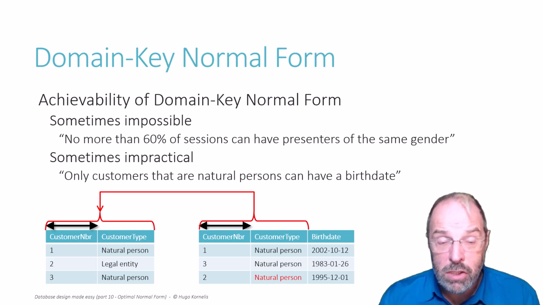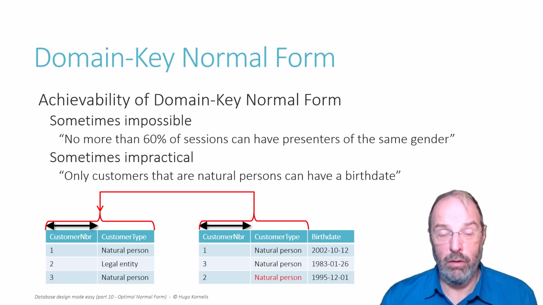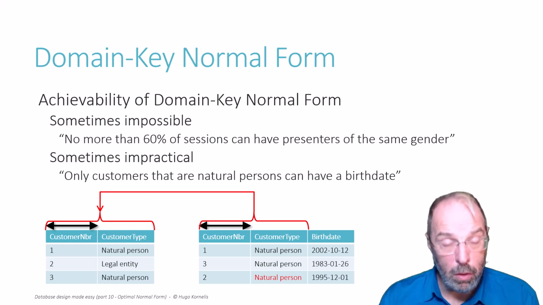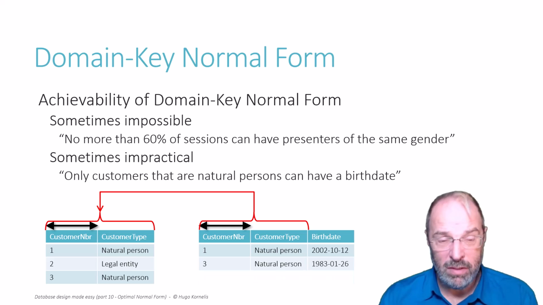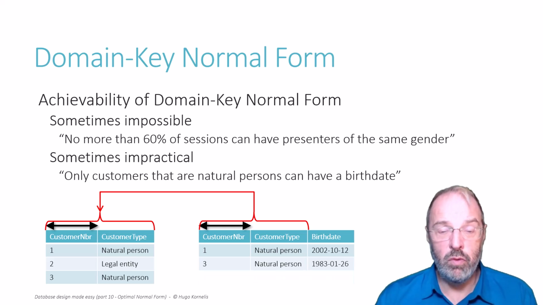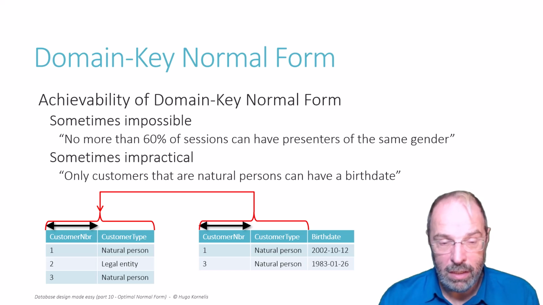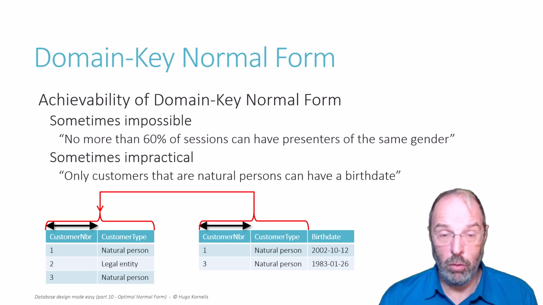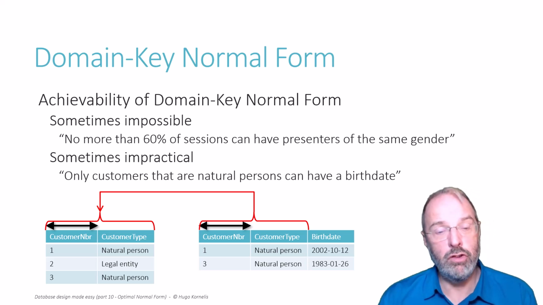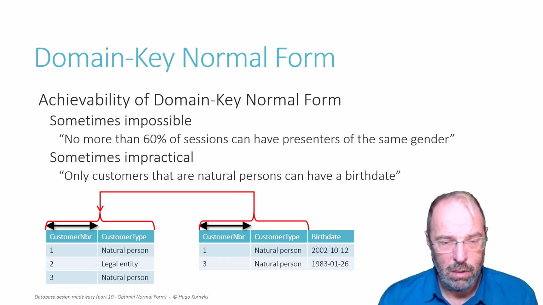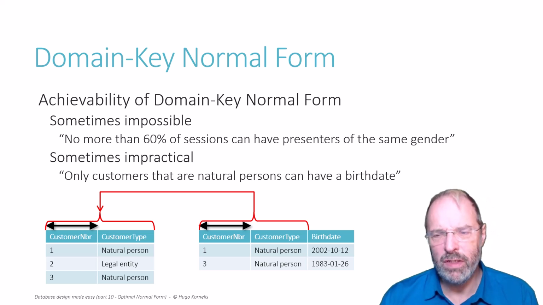With this solution, now this modification is no longer possible, and I can't store customer 2 in the natural person table. Now it is really impossible to give a birth date to a legal entity. Now we finally have achieved domain key normal form for this universe of discourse. But what if the universe of discourse is slightly more strict?